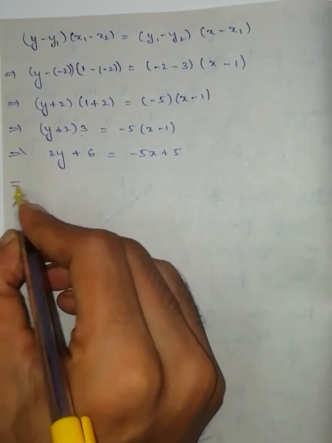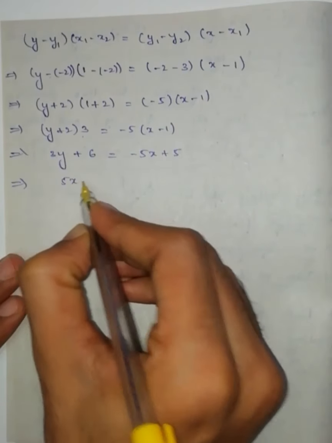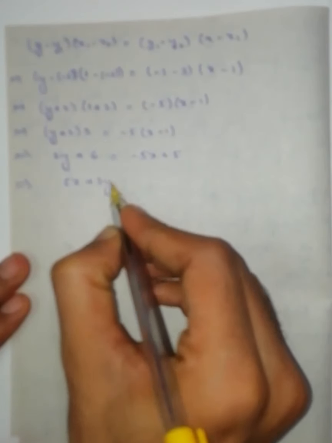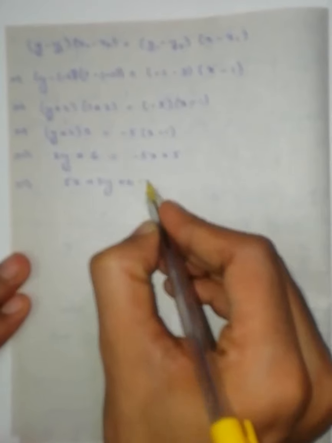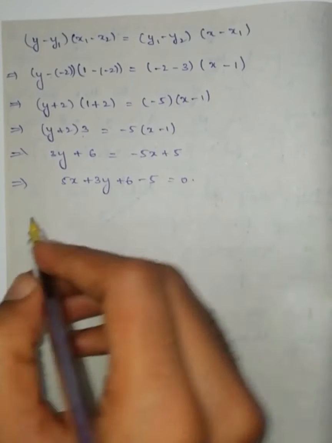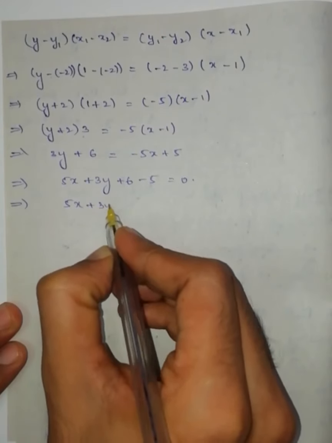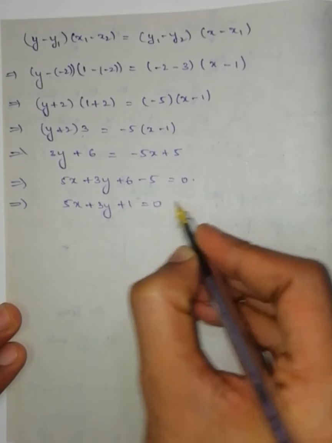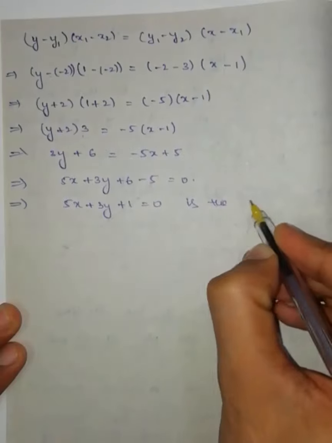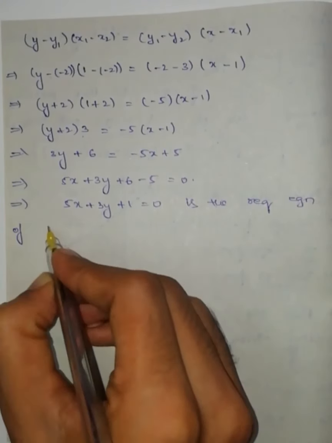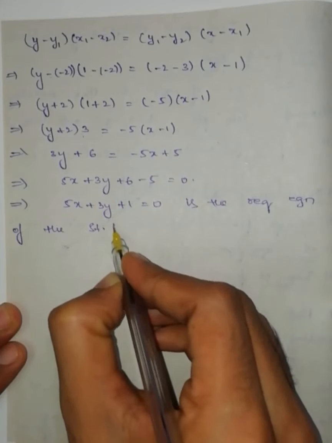Take all terms to one side. 5x plus 3y plus 6 minus 5 is equal to 0. This implies 5x plus 3y plus 1 is equal to 0 is the required equation of the straight line.